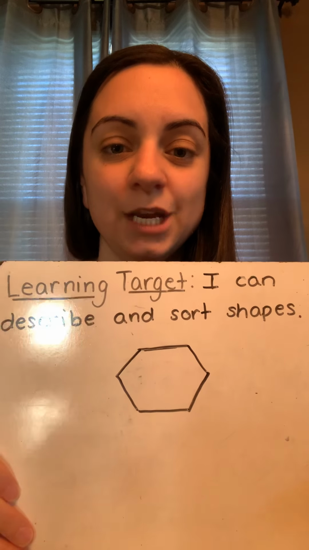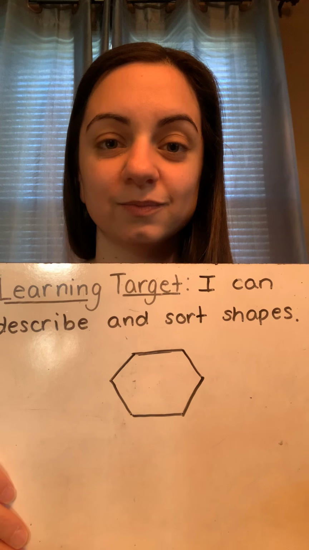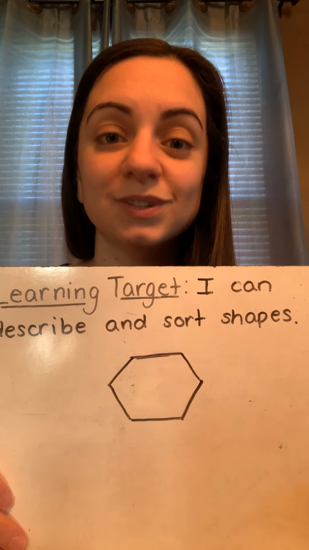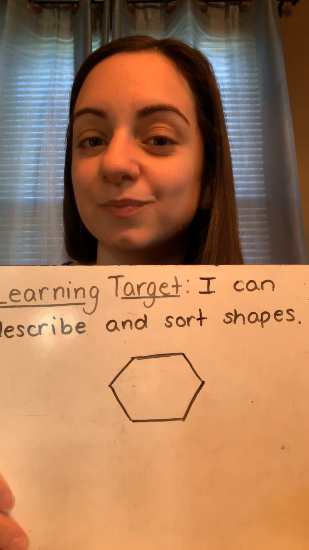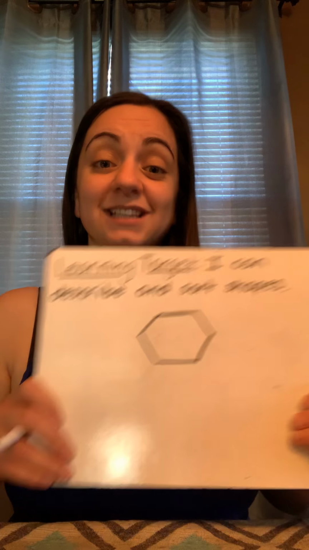Let's look at our last shape before we move on to our sorting game. Does anybody know what this shape is called? You do? Tell me, what's the name of this shape? You're right. This is a hexagon.